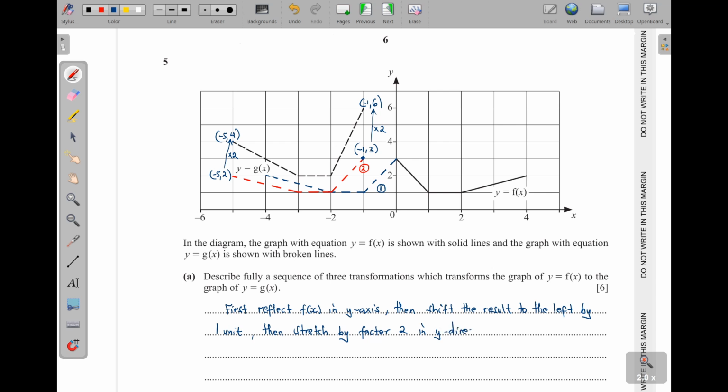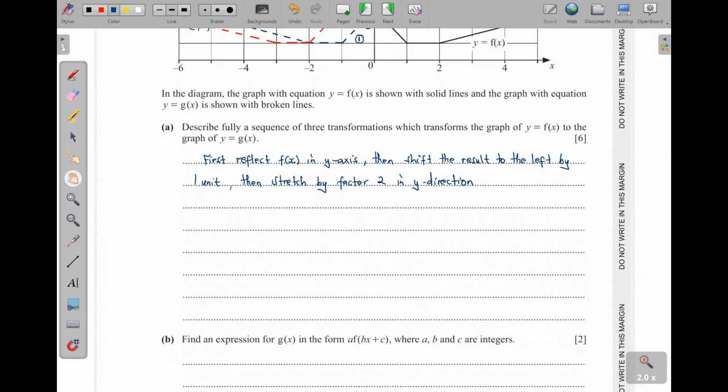Now using the language of transformation, the first one we shall say it's a reflection in y-axis. Then next we have translation, because shifting from one place to another is a translation. We shifted to the left, okay? So by the vector -1, 0.